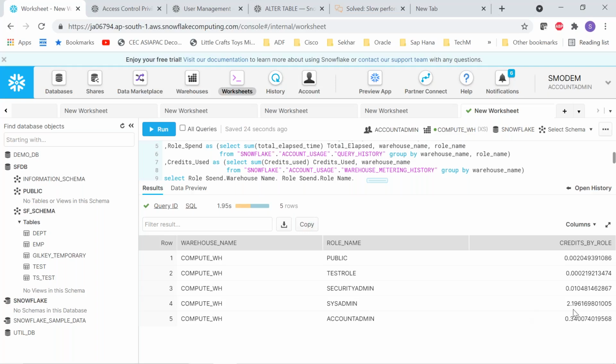I got the total credits for compute WH, and then the queries that ran by sysadmin, the elapsed time of the queries, divided by the total elapsed time of all the queries that ran by compute WH, multiplied by the total number of credits. So the percentage of time multiplied by the credits gives me the total number of credits.